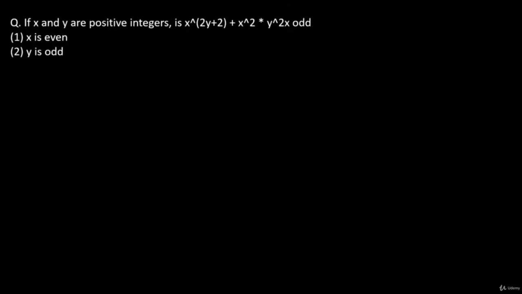Alright, let's do this question. If x and y are positive integers, is x to the power 2y plus 2 plus x square into y to the power 2x odd? So the given expression is x to the power 2y plus 2 plus x square into y to the power 2x. And we need to find whether this is odd. So it's a yes or no question.